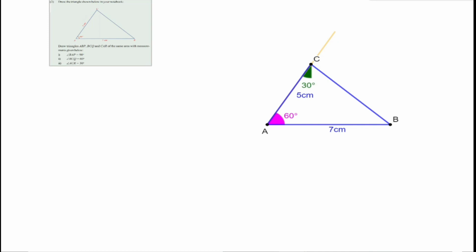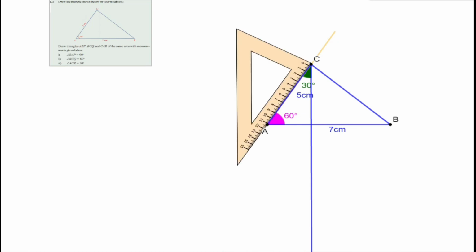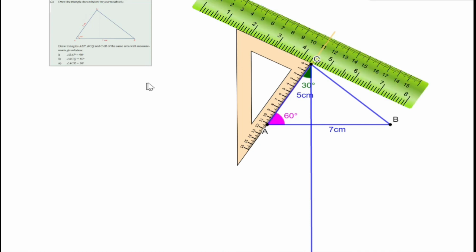Now let us draw the triangle CAR with angle ACR equal to 30 degrees. Let us take the first triangle ABC. Now given that angle ACR equal to 30 degrees. So place the protractor at C and measure 30 degrees and draw a line. Now we have to draw a triangle having the same area of the triangle ABC. So let us draw a line parallel to AC passing through B. Let us use our set square and ruler and place it like this.